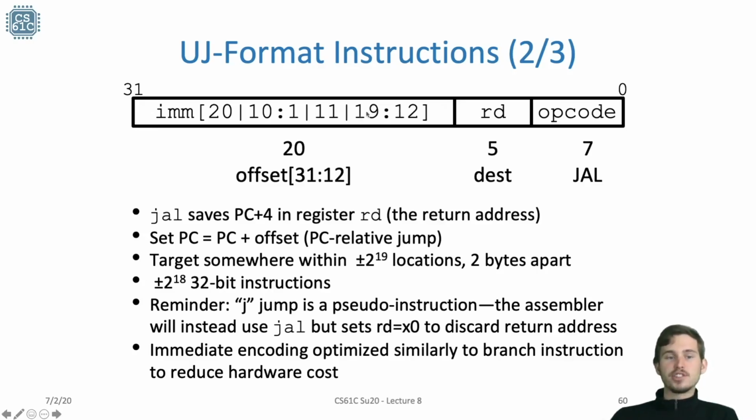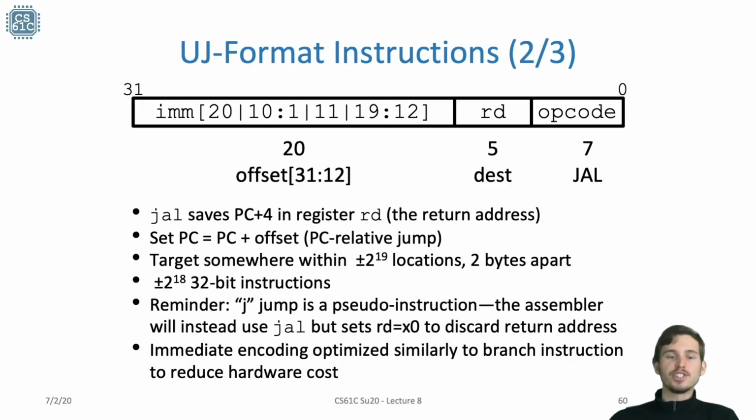And finally, we have this jumbled up offset right here. So this offset is actually added to the PC and set to the PC, essentially, to do a PC relative jump. But the thing is, because it's not 32 bits, we can really only jump plus or minus 2 to the 19 locations, which, since we're doing half-word aligned instructions, is really 2 to the 18 32-bit instructions that we can jump to.